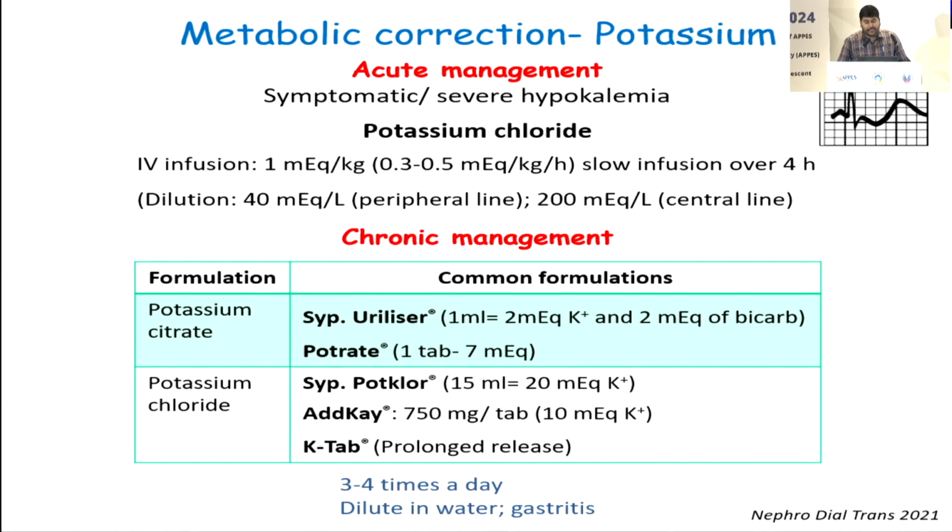Subsequently, for the chronic management, there are formulations available, as I already mentioned, potassium citrate. These are the examples which are available in our market, and potassium chloride can be used when the acidosis is being corrected but hypokalemia is still persisting. Similar to the previous one, there is one prolonged release formulation also available. They have to be dosed 3 to 4 times a day, as they have a very short half-life, and they have to be diluted in water as they are associated with severe gastritis.